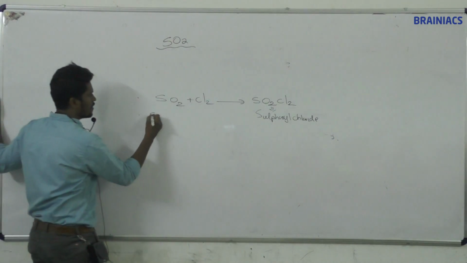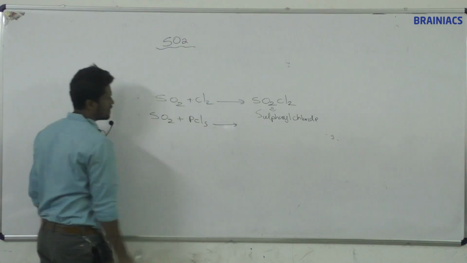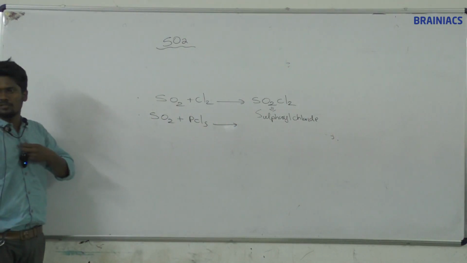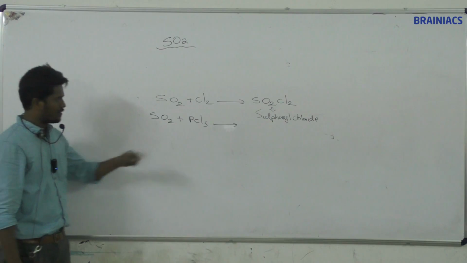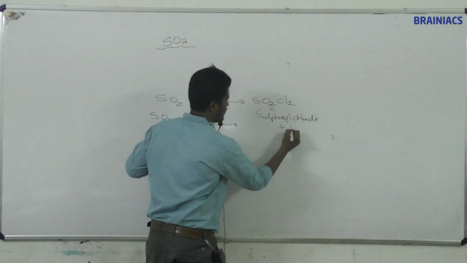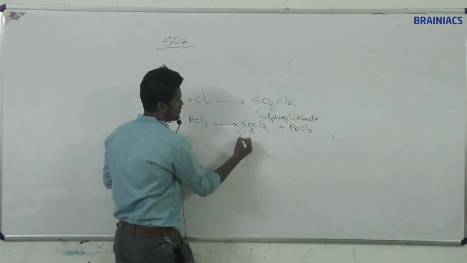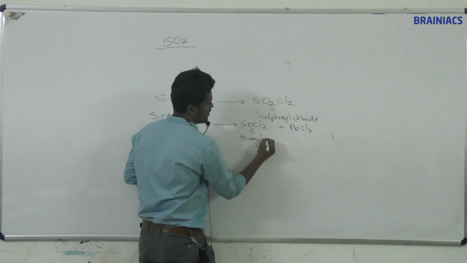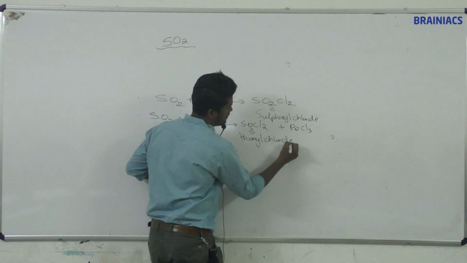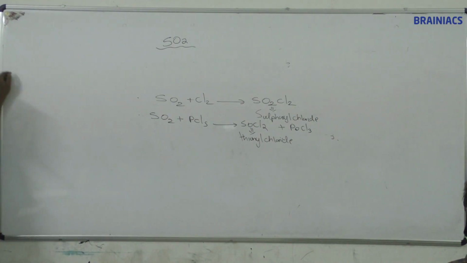And SO2 reacted with PCl5. What product is formed? Two Cl come here and one oxygen. So it gives POCl3 and SOCl2, that is thionyl chloride.